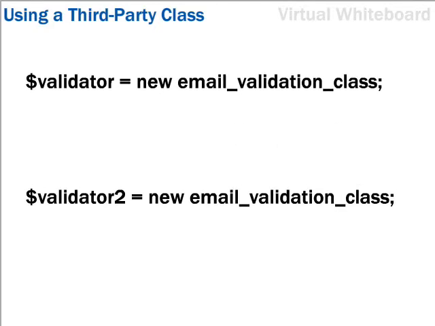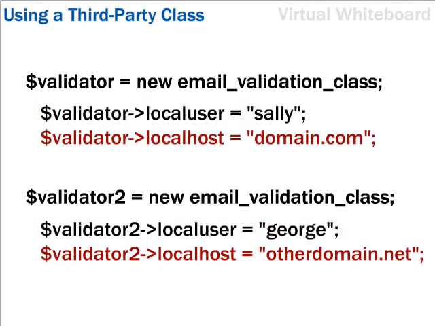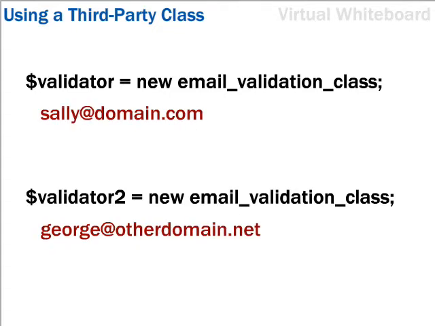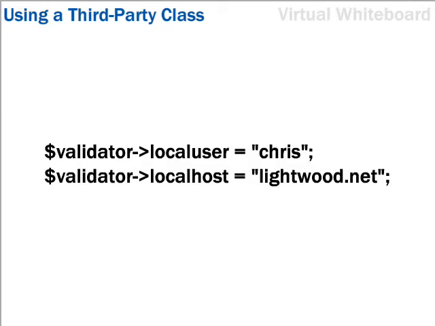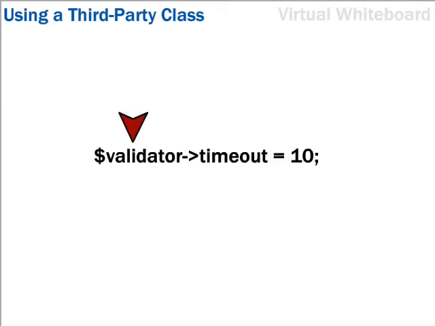Each object instance will require that you set the properties that contain the mailbox and domain parts of a real email address. This is the address that will be given to the remote mail server when checking a mailbox. There are no default values for these properties. They will always have to be set like this.